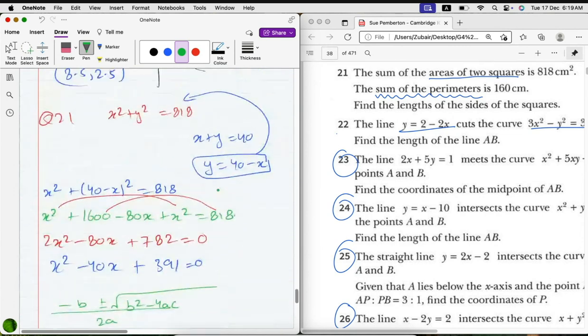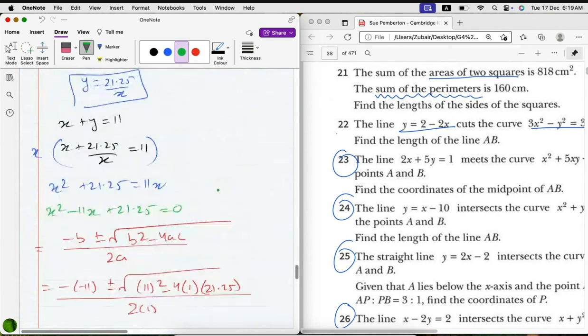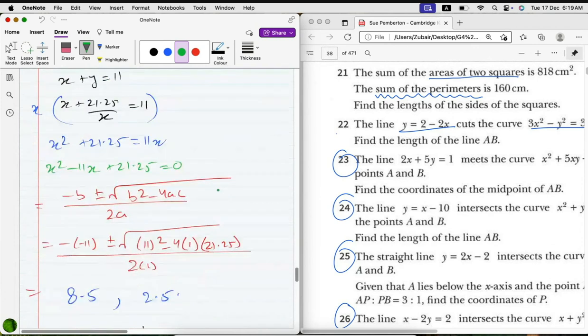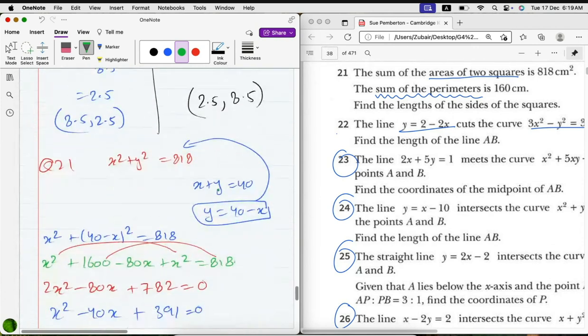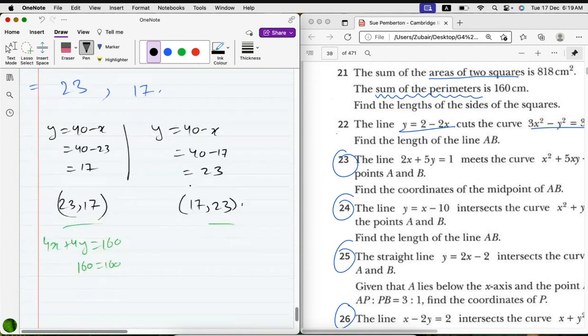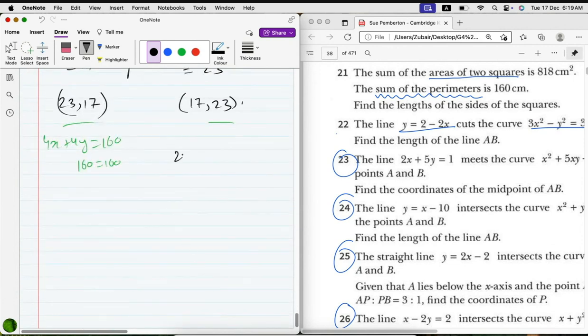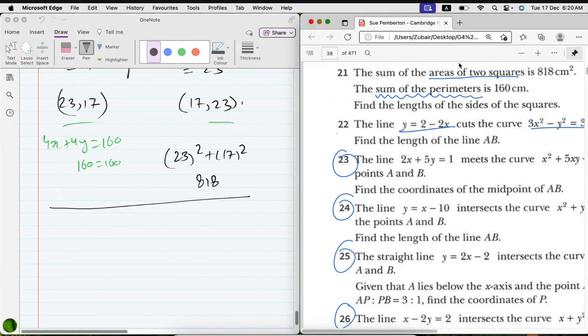And the other one was x square plus y square equals 818. 23 square plus 17 square is 818. So these are correct.